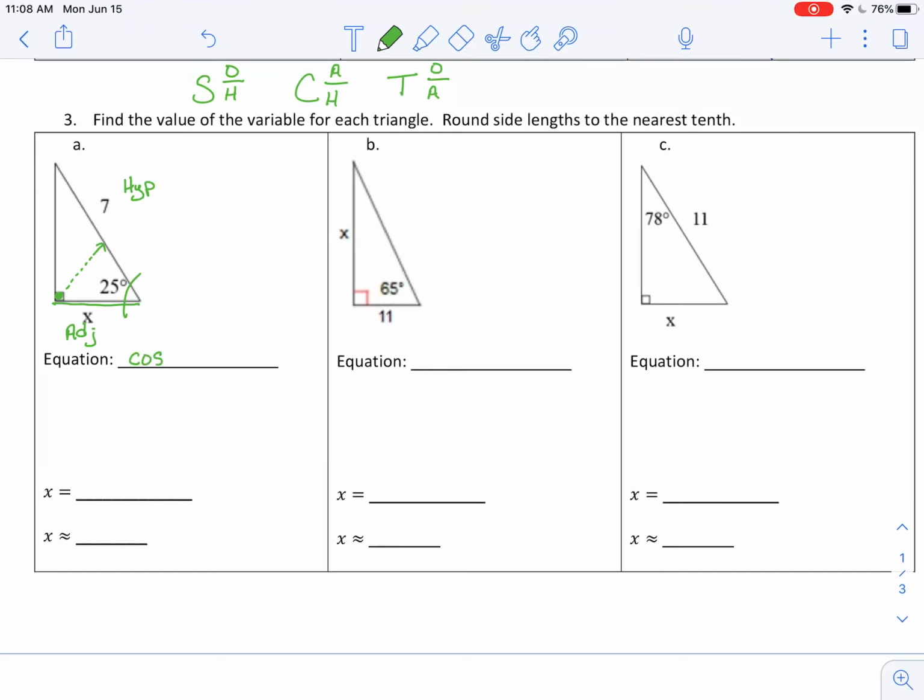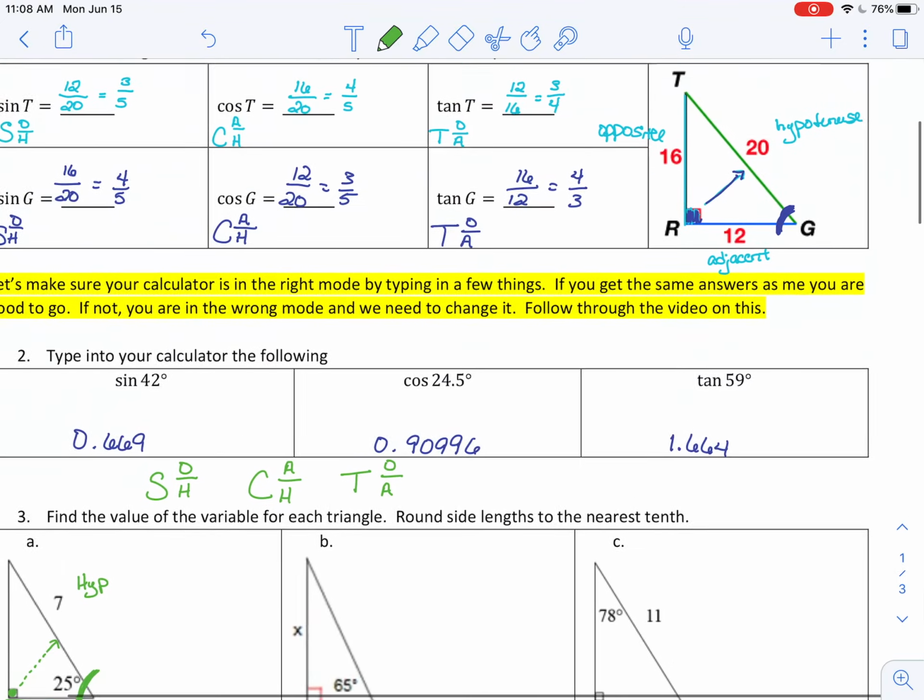So I'm going to write a cosine equation. There's a format to this. After you write sine, cosine, or tangent, you will always put the angle. In this case, the angle that I labeled A and O from was 25 degrees. So I'm going to put cosine of 25 degrees. Then you always put the equal sign because cosine of an angle is equal to some ratio. Specifically, the ratio will be the adjacent leg over the hypotenuse. So I'm going to put the adjacent leg x over the hypotenuse of 7.